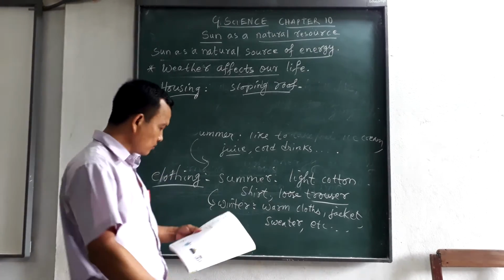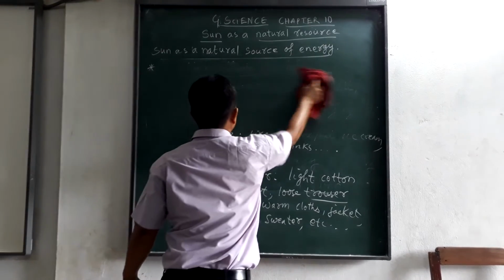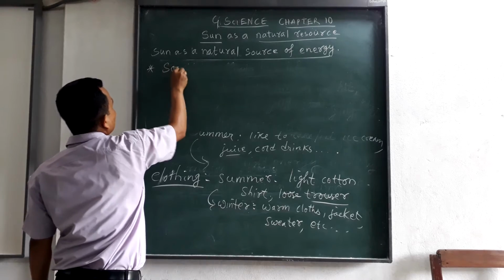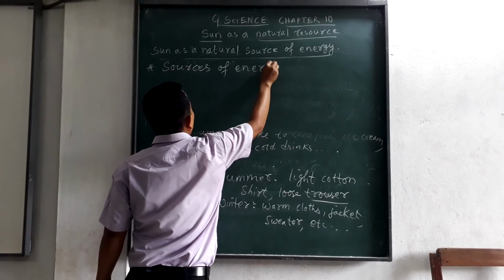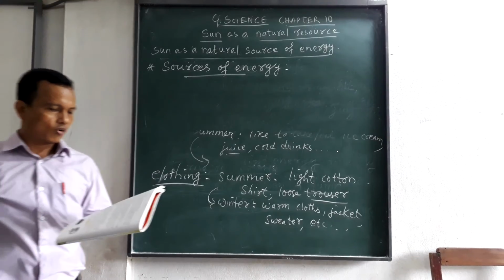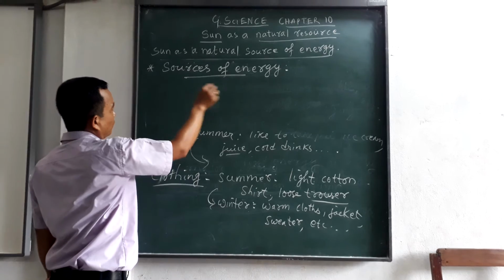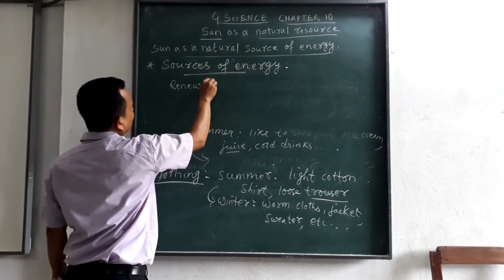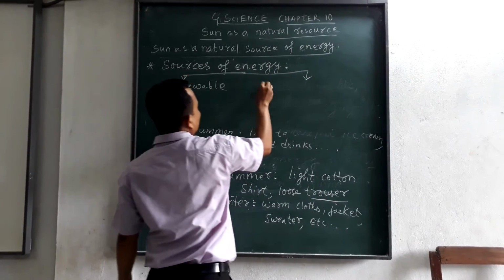Now let us come to the other point, that is another objective, which you can say is sources of energy. Sources of energy. Now, what sources of energy do we get? There are two sources of energy: one is renewable and the other one is non-renewable.